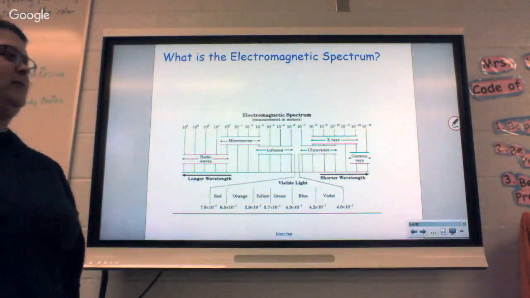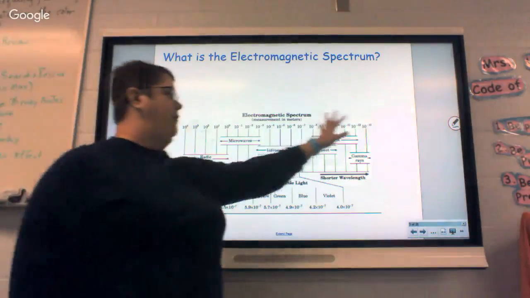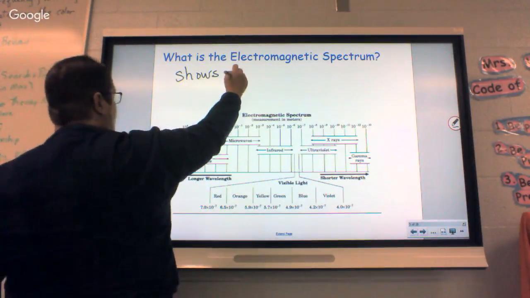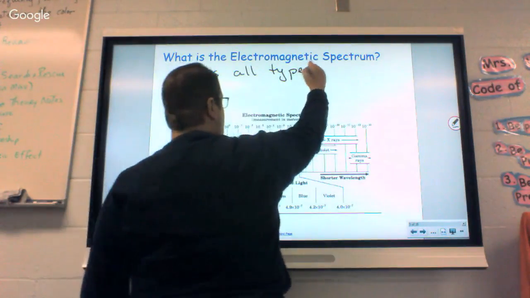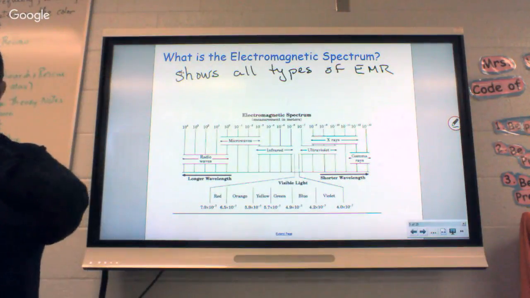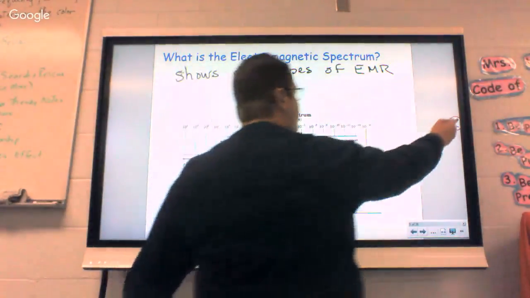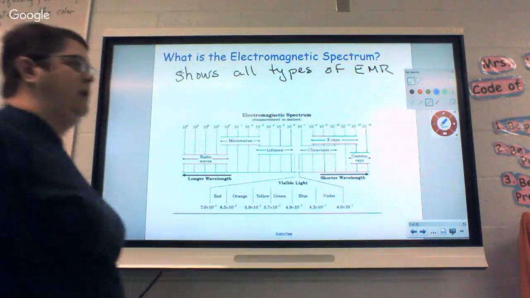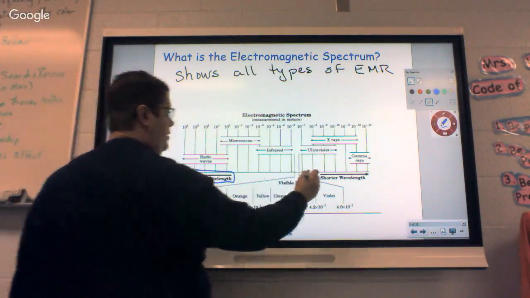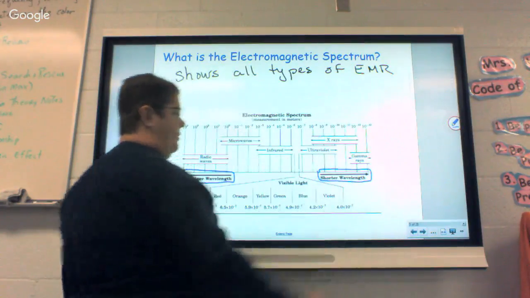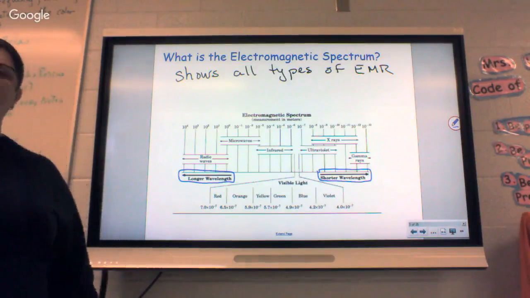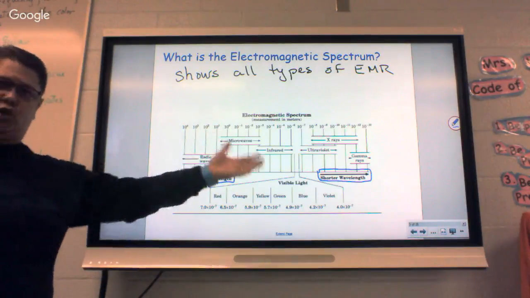All right, so what is the electromagnetic spectrum? This is what is on your reference table. Basically, it shows all types of EMR. That's all it means. Now, the biggest thing you need to notice is this arrow right here. It shows longer wavelength, shorter wavelength. If they ask you which one has the highest or the lowest wavelength or frequency, you can't know the answer unless you look at this chart.